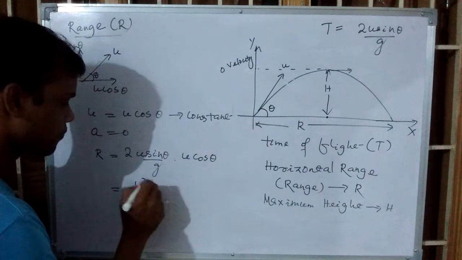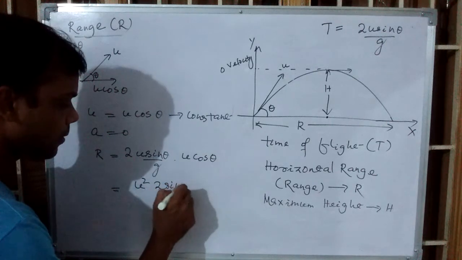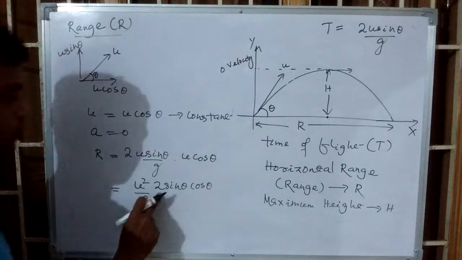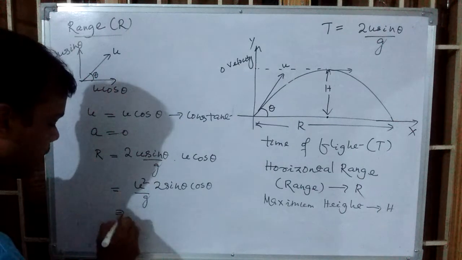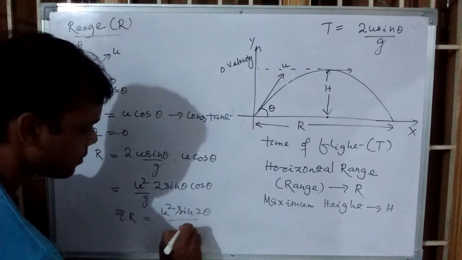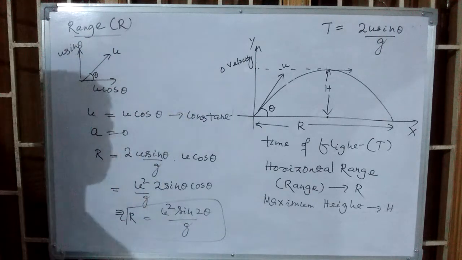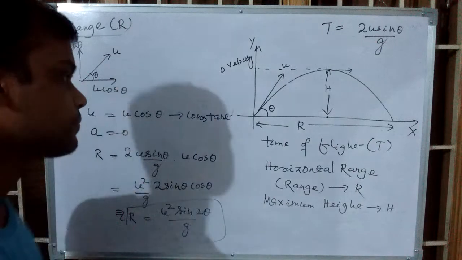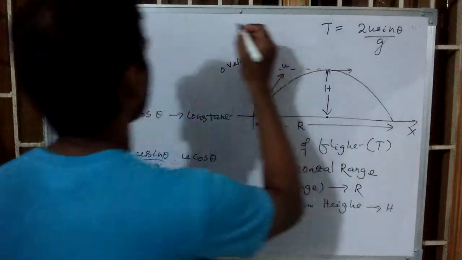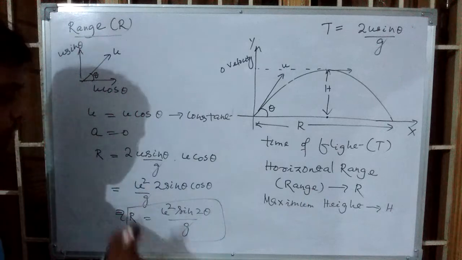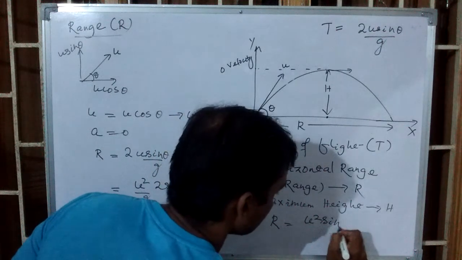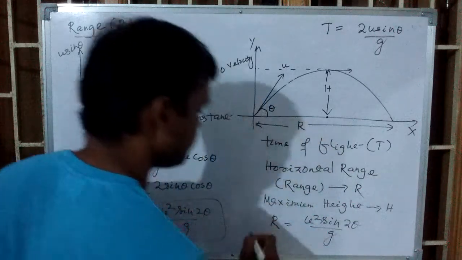U cos theta. Now what is the value? U square 2 sin theta cos theta by g. Then 2 sin theta cos theta is nothing but sin 2 theta. This implies R is equal to u square sin 2 theta by g. This is formula for range. Okay. Now range we have got. We have already got it, so remember it. Okay, I am writing here. R is equal to u square sin 2 theta by g.